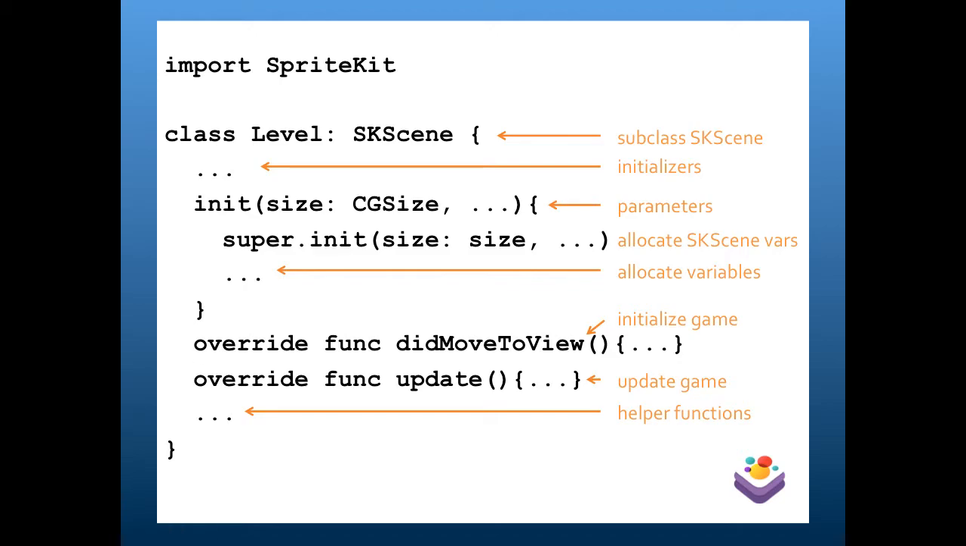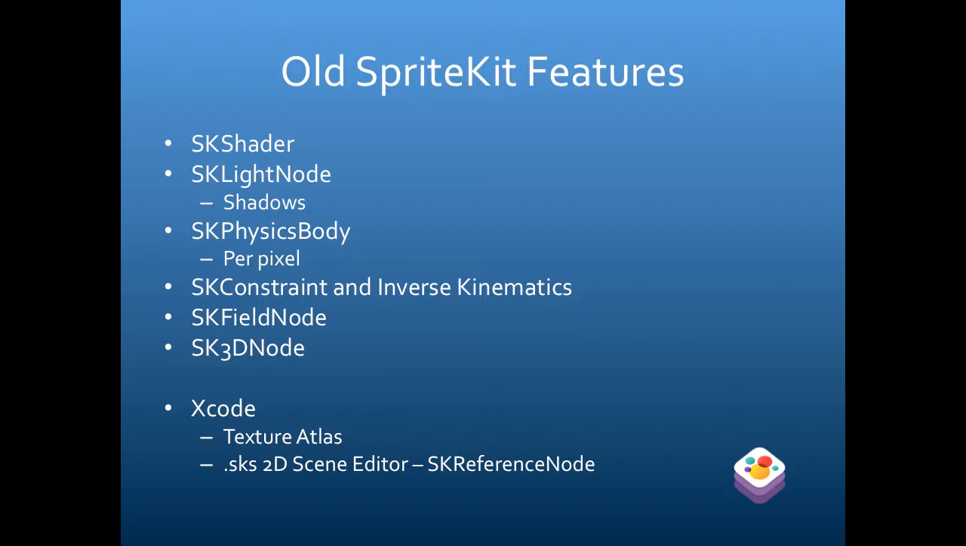Some more variable stuff. Here at the bottom are the 2 important functions: didMove to view and update. In didMove to view, you initialize your game, right? And then update, every refresh of the game, the update function gets called. So if you're running at 60 frames per second, the update function gets called 60 times a second, right? So that's the intro to SpriteKit, Joe's crash course to SpriteKit.